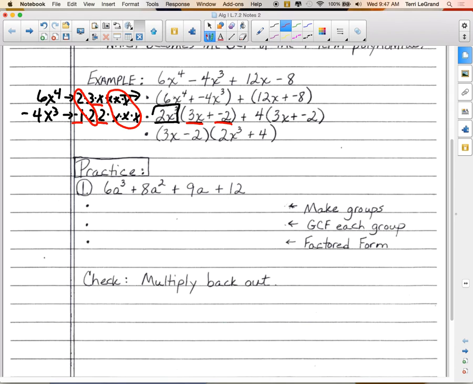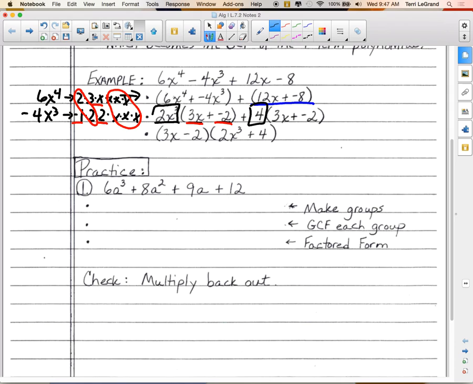Okay, what's the GCF of the second group? 4. So in other words, look at that group and you say, okay, here's my group. What's the largest number that can be divided into 12 that can also be divided into negative 8? It isn't just 2, it's 4, isn't it? So we divide out a 4. The first term has an x, but the other term doesn't have an x, so we're not going to be able to divide an x out of both of them. So our GCF has to be the 4.